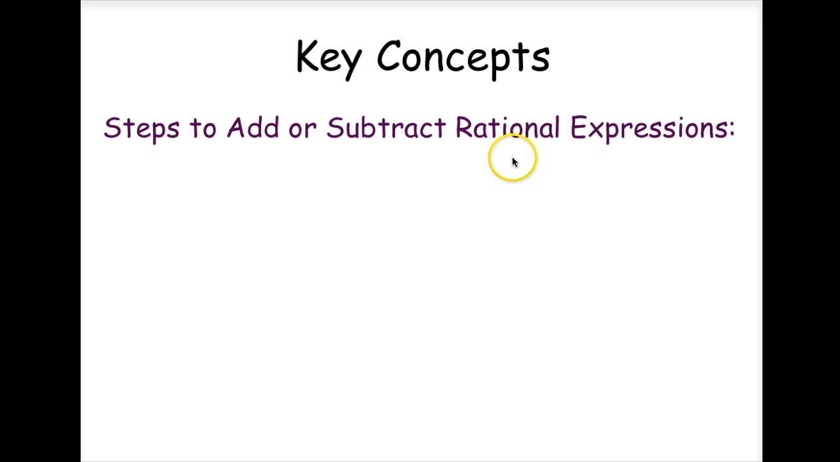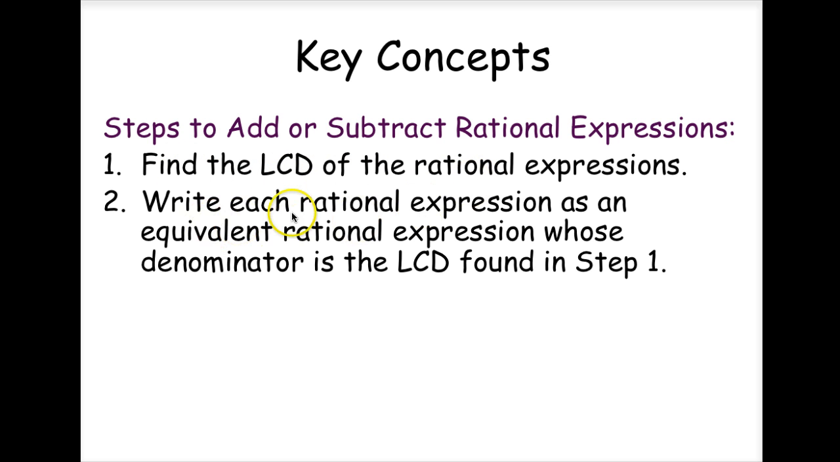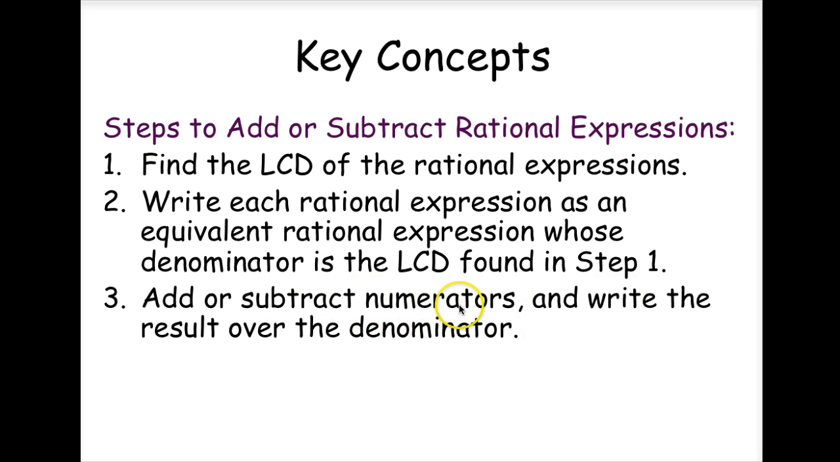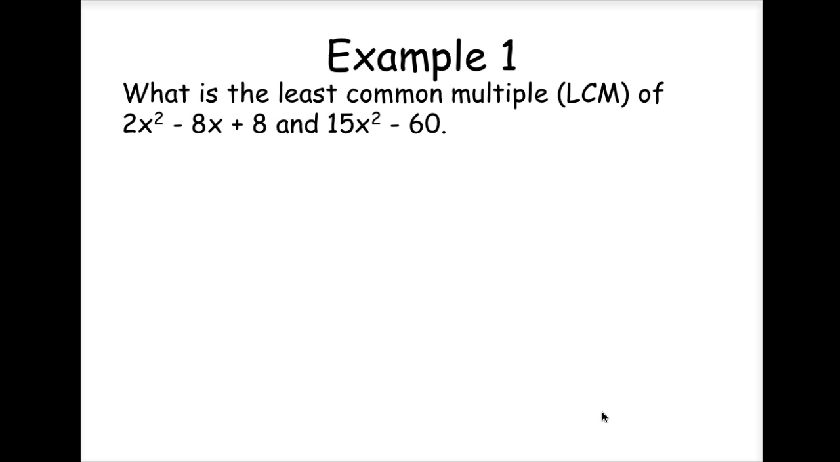The steps to add or subtract rational expressions. First of all, we have to find the least common denominator of the rational expressions. We write each rational expression as an equivalent rational expression whose denominator is the lowest common denominator that we found in step 1. We add or subtract numerators and write the result over the denominator. Then we simplify the resulting rational expression if at all possible. Let's put this into practice.